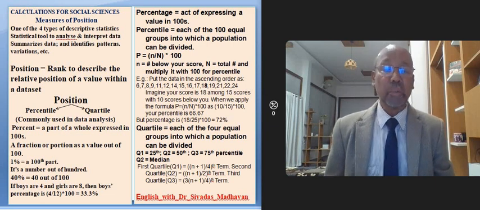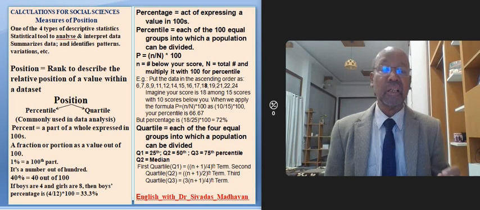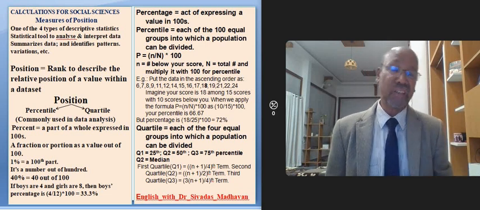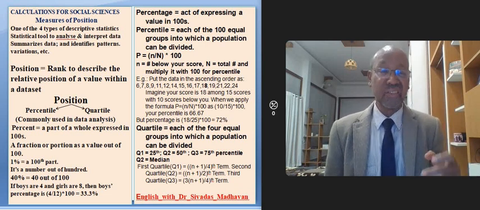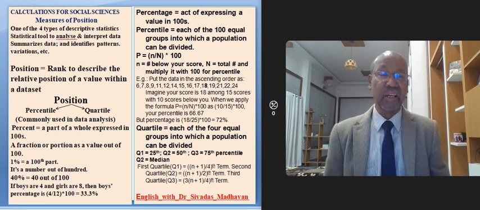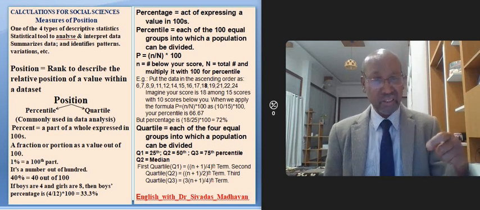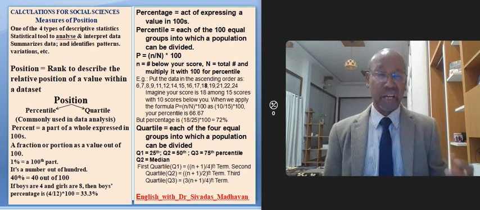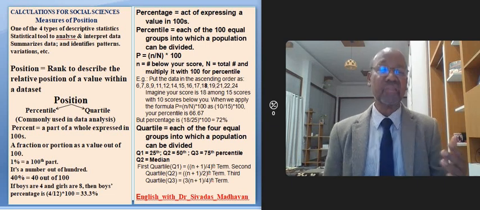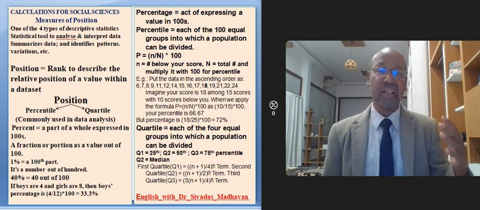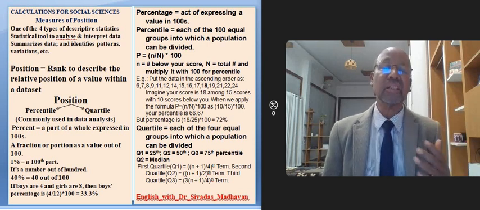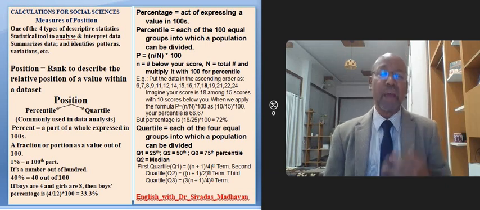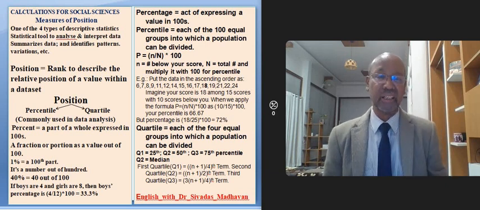Today I am going to talk about another problem the research scholars face. I mean the research scholars of social sciences. In statistical calculations, in descriptive statistics, I told you the other day that there are 4 different types like frequency, central tendency, dispersion, and position. So today I am going to talk about position.